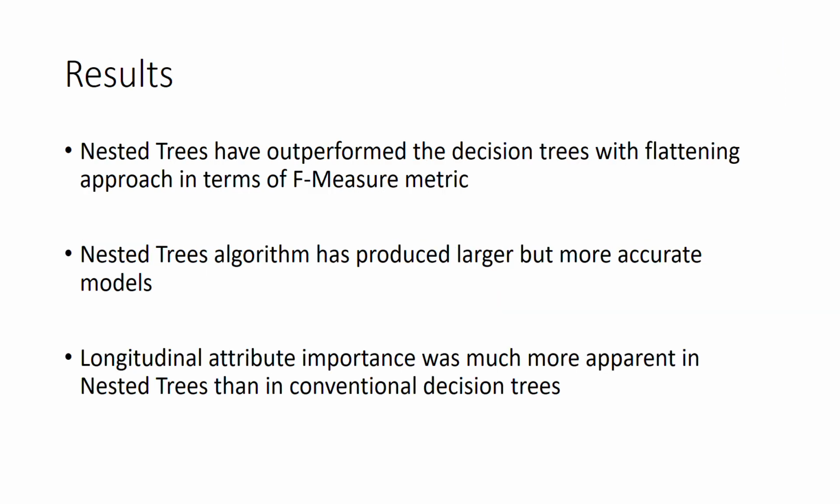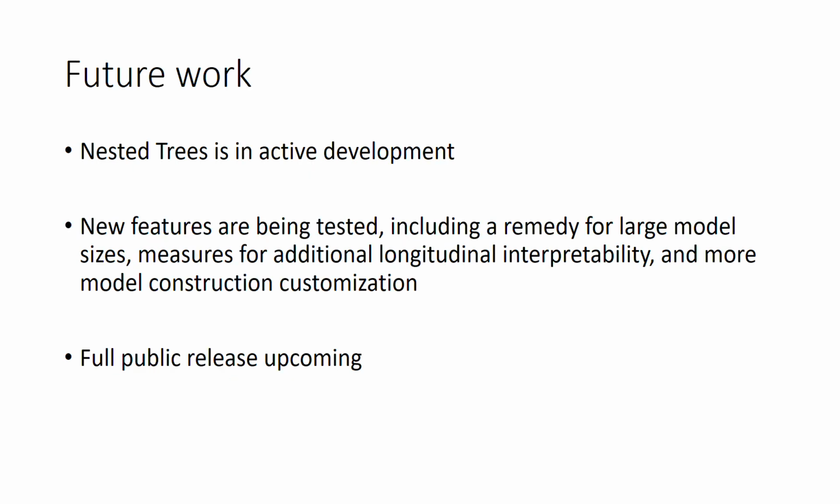In the results, we have noted that the nested trees algorithm has outperformed the conventional decision trees that use the flattening approach instead of being longitudinally aware. Nested trees was more accurate overall, but has produced larger models. And interestingly enough, longitudinal attribute importance was in fact more apparent in the nested trees models, as commented in the results section. In the future, we are looking to develop this nested trees algorithm further.